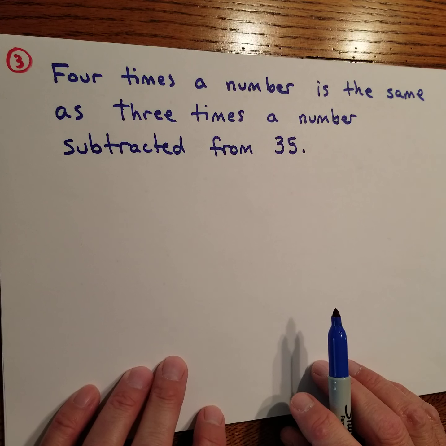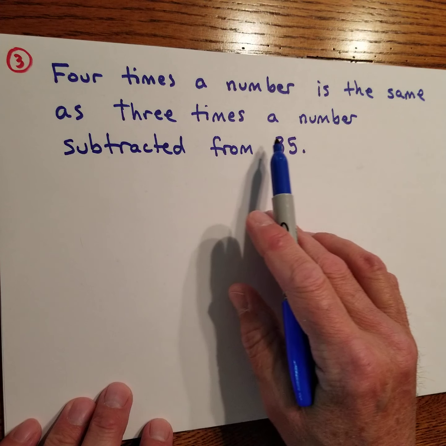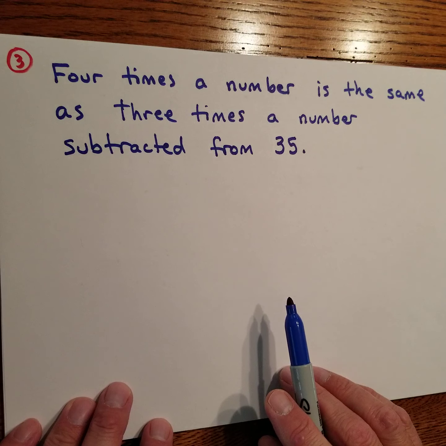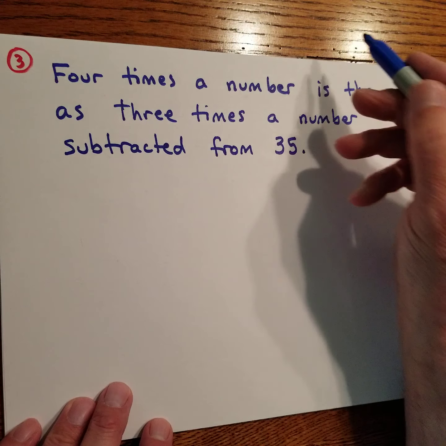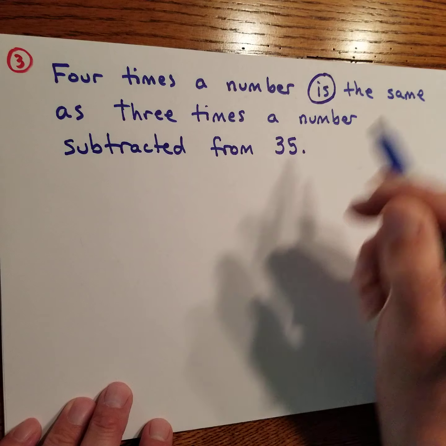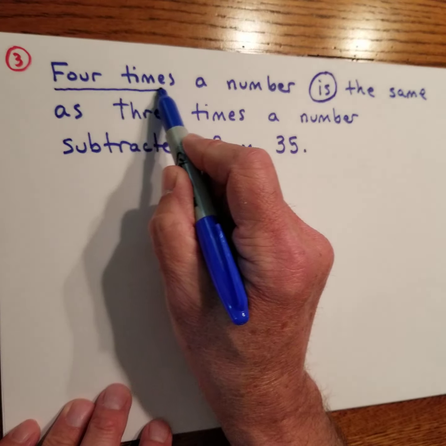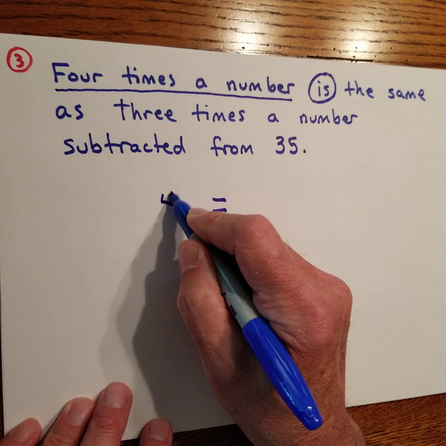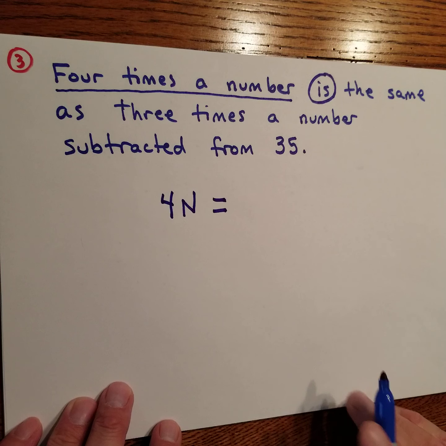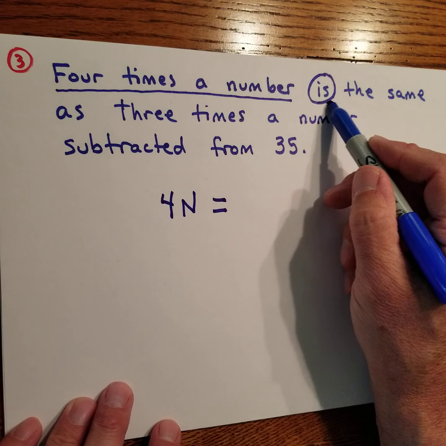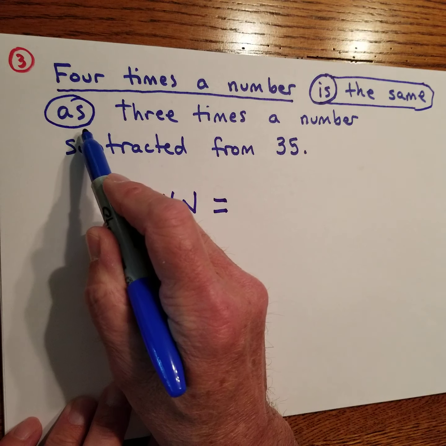Number 3 is challenging. Lots of words. 4 times a number is the same as 3 times a number subtracted from 35. Where's that equal sign? Skim until you find it. There it is. Is equals. What comes before the equal sign? 4 times a number. That's easy. 4 times a number just looks like that. Now, after the equal sign, that's challenging. Is the same as. Really, all of this is the equal sign. Is the same as is the equal sign.